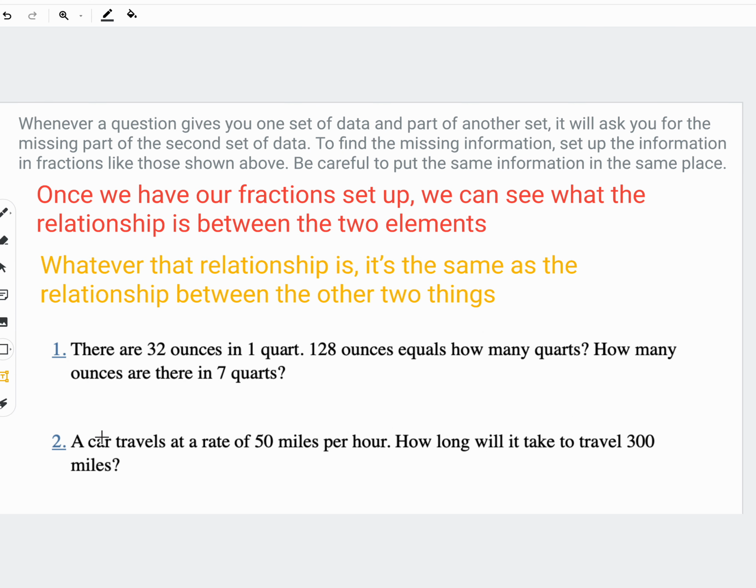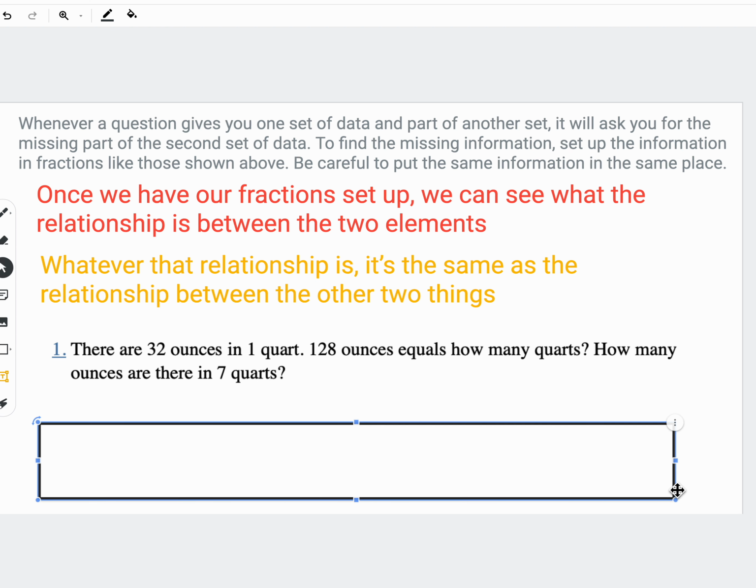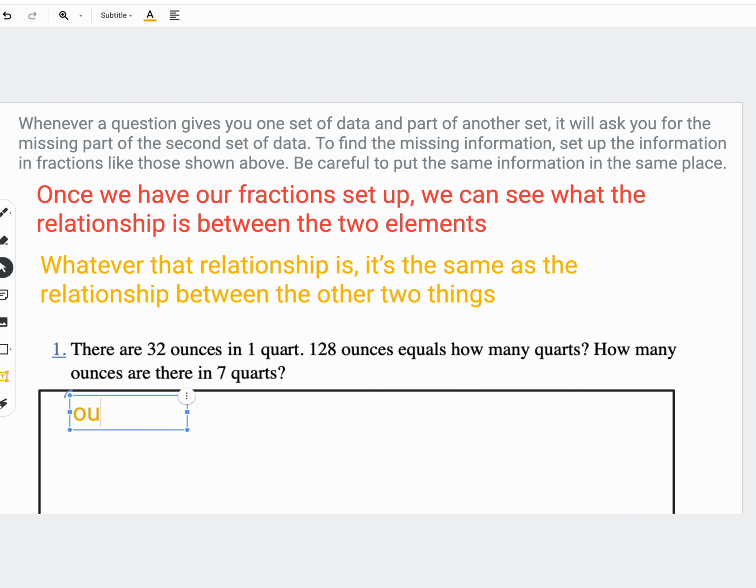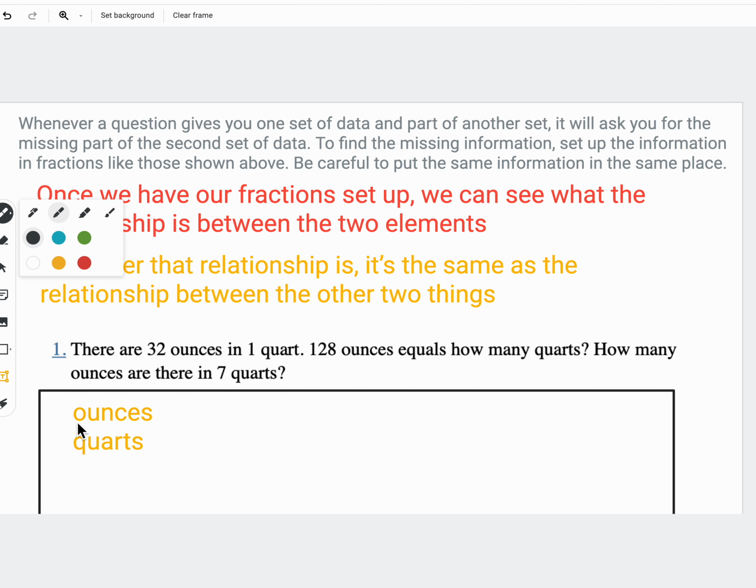Let's take a look at number 1 here first. There are 32 ounces in 1 quart. Question 1. 128 ounces equals how many quarts? Question 2. How many ounces are there in 7 quarts? Let's set up our proportion here. We have ounces over quarts. Ounces over quarts, we have 32 ounces per 1 quart.